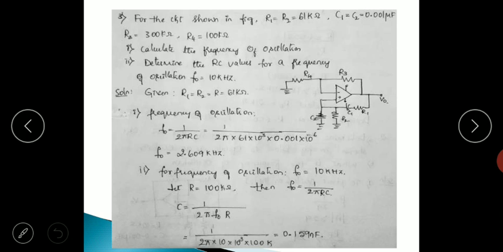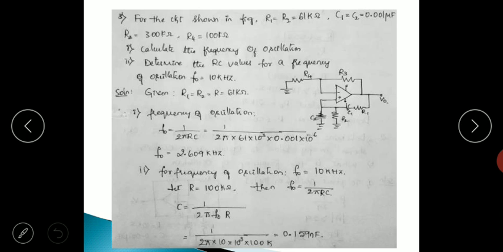1001 kilo ohm, R4 equal to 100 ohm. Now how do we determine the RC values for frequency of oscillation of 10 kilohertz?